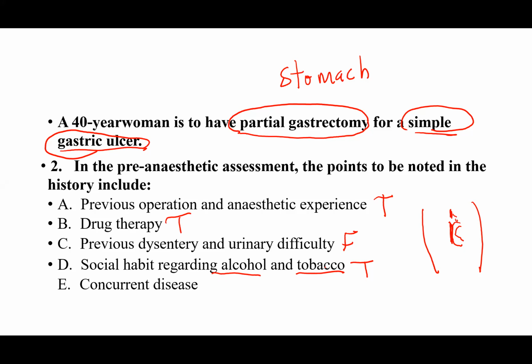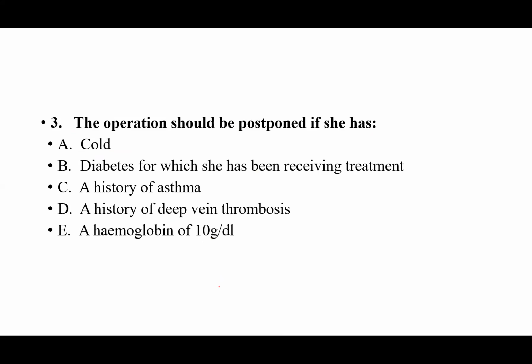Tobacco can also cause vasoconstriction. Don't forget, just one stick of tobacco can cause vasoconstriction for about 90 minutes, and this will impair your wound healing. Okay? There are several effects of tobacco, but the ones we are concerned with are those around the perioperative period. Now, concurrent disease, true or false? True. Okay.